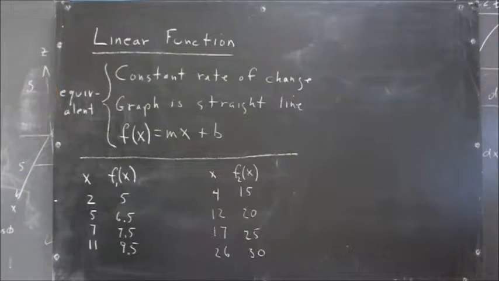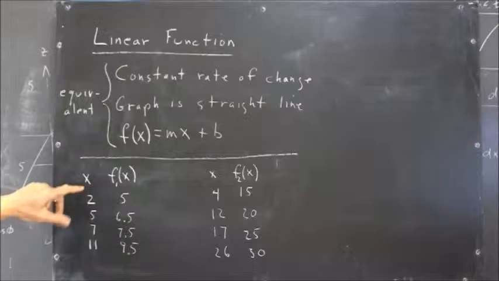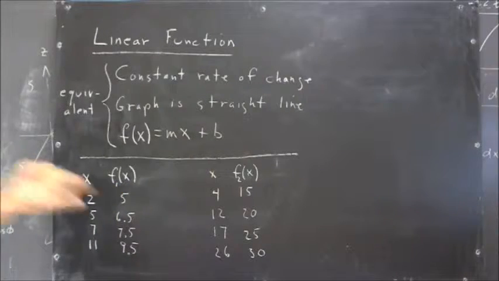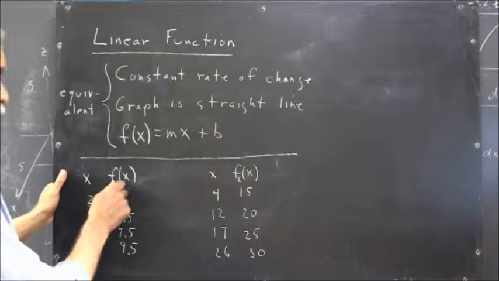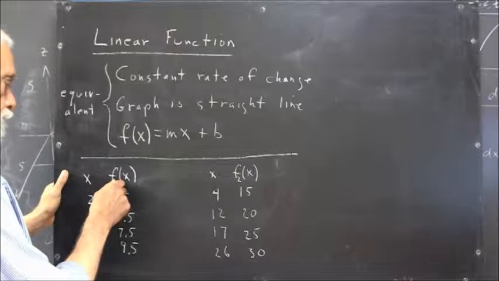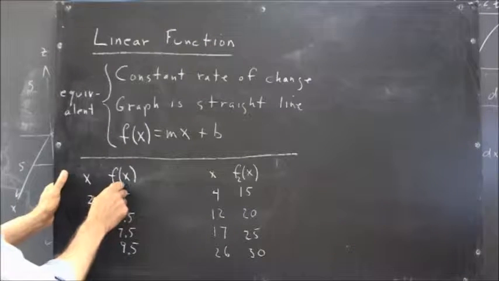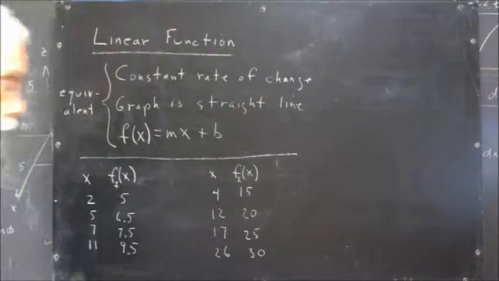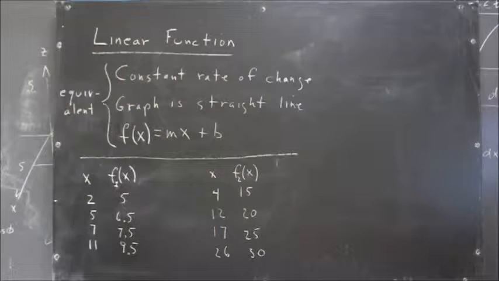Okay, let's test a function. Let's say we've got a table of values for x and f of x. That's called a table of f of x versus x. I'm going to call this function f1 of x, and I'm going to call this function over here f2 of x, so we can see the difference.